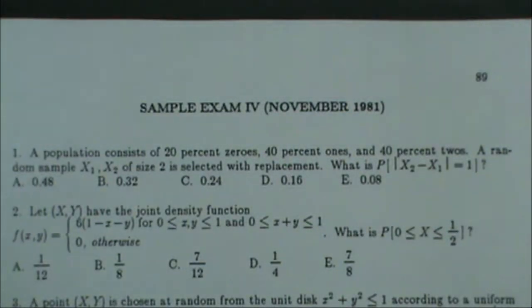Sample exam 4. Question number 1. A population consists of 20% zeros, 40% ones, and 40% twos. A random sample of x1 and x2 of size 2 is selected with replacement. What is the probability that the absolute value of x2 minus x1 is equal to 1?